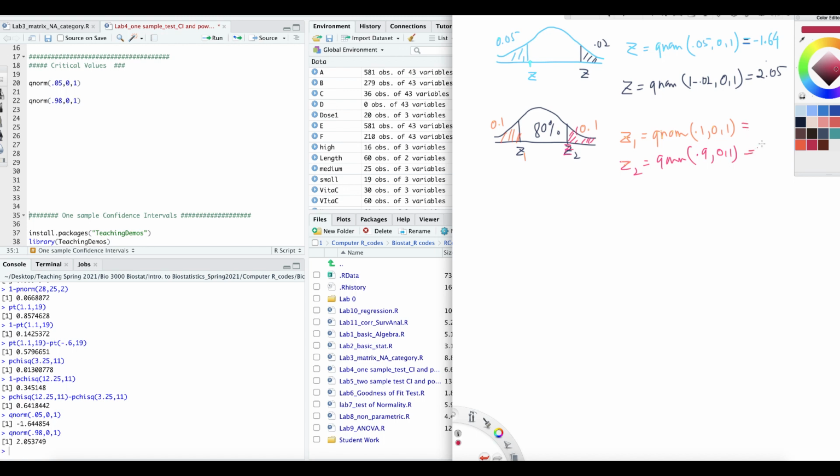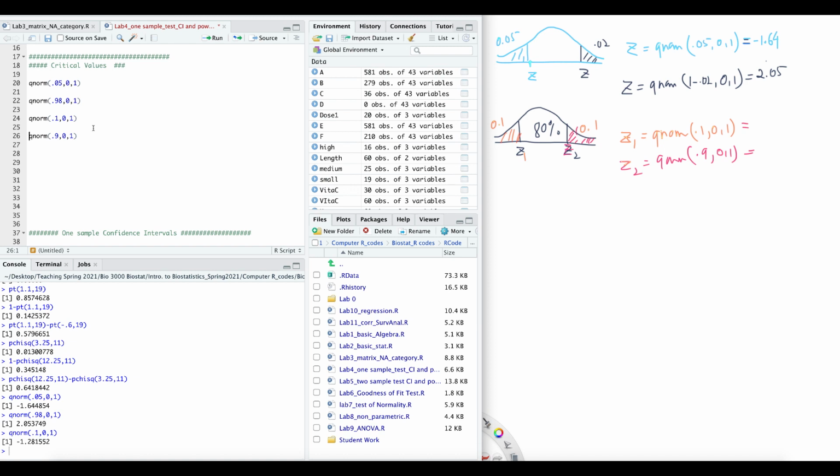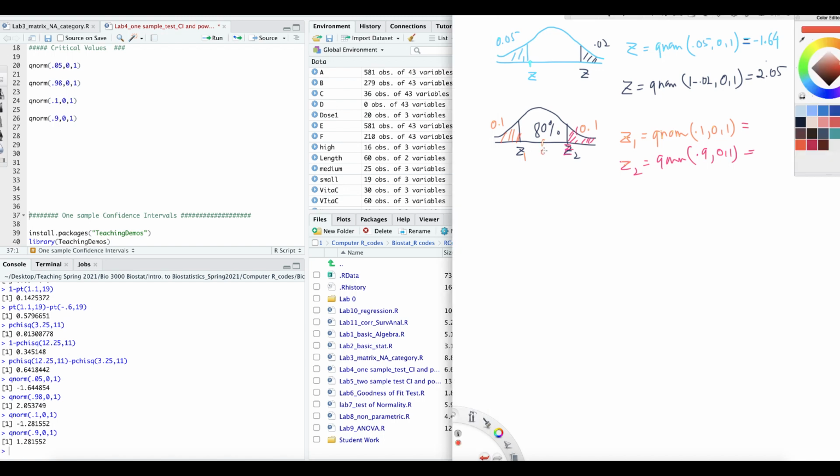So let us find out what are these values. You do Q norm, and then 0.1 and then 0 comma 1. The mean is 0, standard deviation is 1, and the other one is Q norm 0.9, right, 90%, and then 0 comma 1. If you run the first one, you get negative 1.28. The other one will be positive 1.28, because this is symmetrical, so 0 is in the middle. So this is how we find out the critical value for the G.